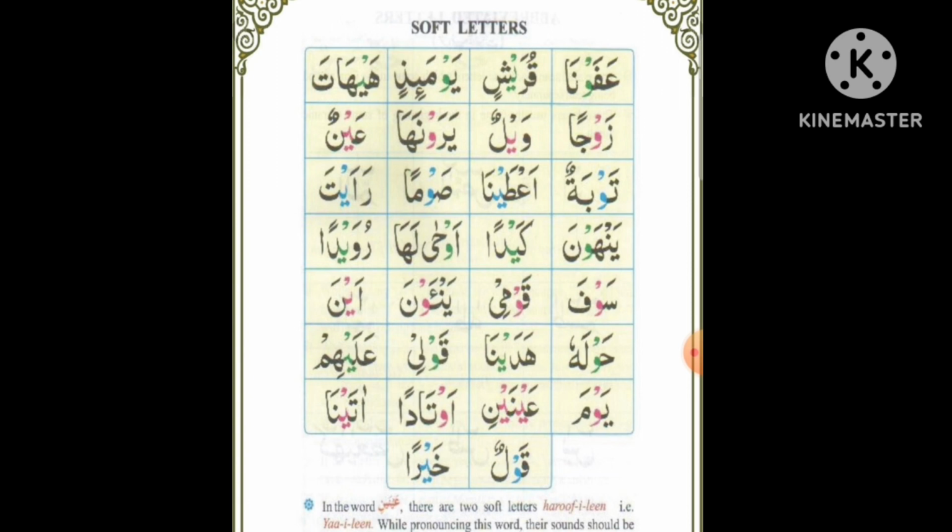Zawjan, wailun, yarawnaha, aynun, tawbatun. A'toina: first you have alif and you have to join the ain with the alif. So a'toina, sawman, ra'aita.